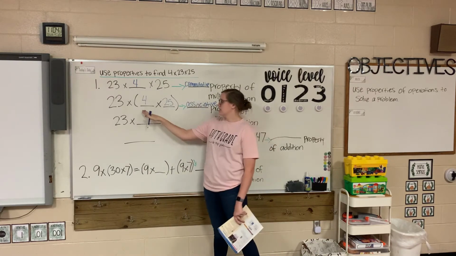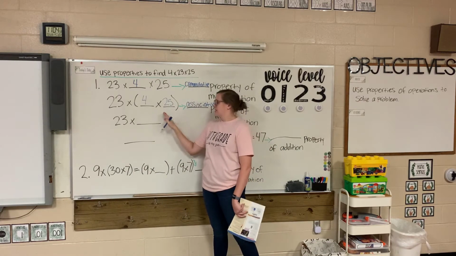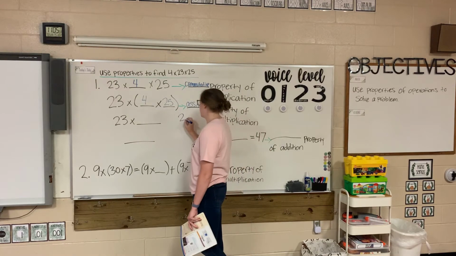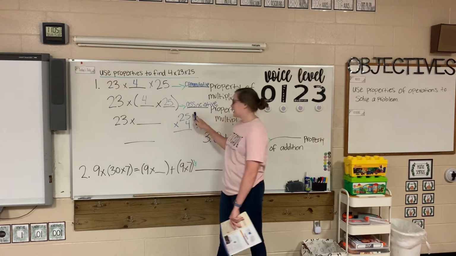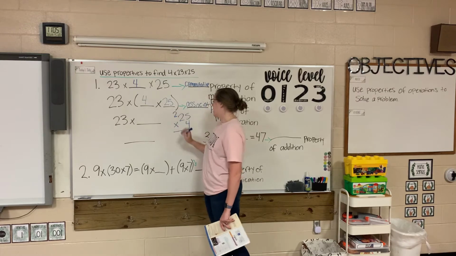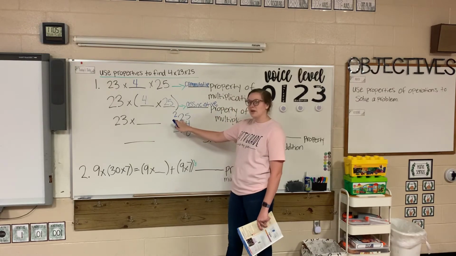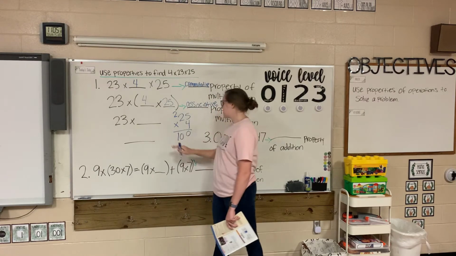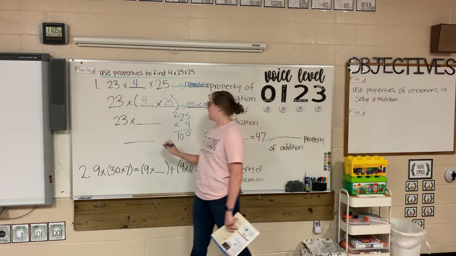So it wants us to solve the 2 numbers in the parentheses. So we have 23 times blank. So let's multiply 25 times 4. 4 times 5 is 20. Have our 0, carry our 2. 4 times 2 is 8, plus 2, 10. So what are we going to fill in that blank? 100.